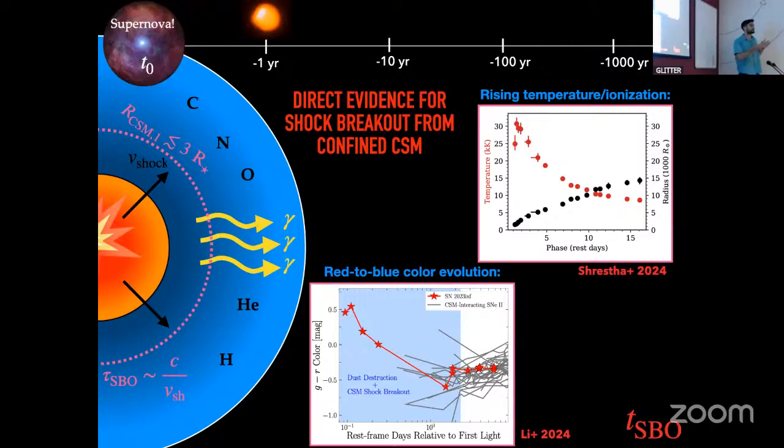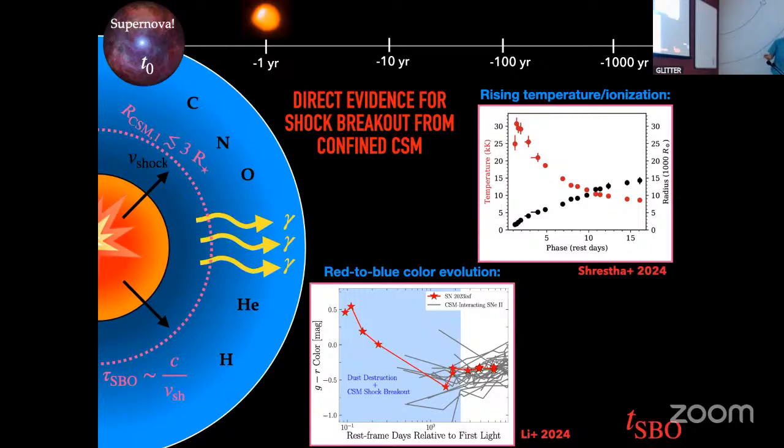Shock breakout is actually a much more extended process if there's CSM around the star. So for a bare red supergiant, shock breakout might last an hour to a day, depending on if you take into account all the 3D effects, because it's a very big star. So the light has to travel to the observer from other sides. And so we've learned that that is actually a very complicated process.